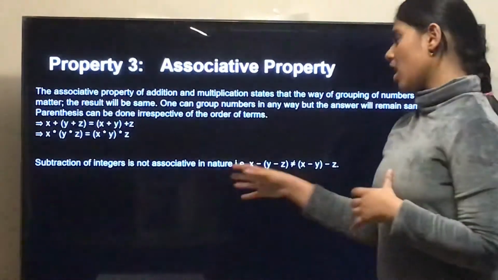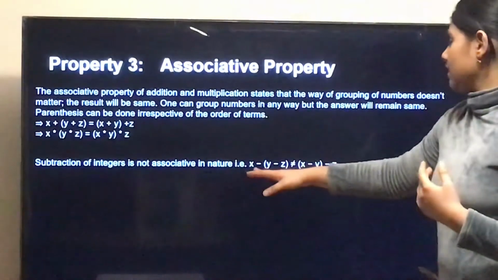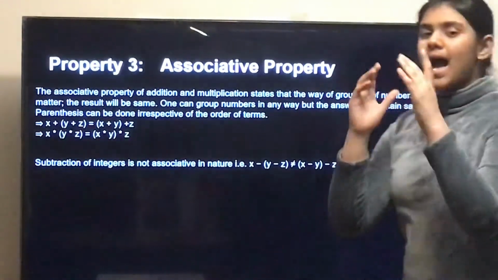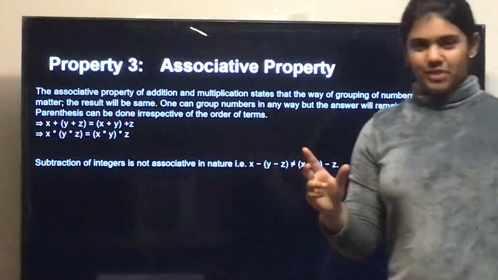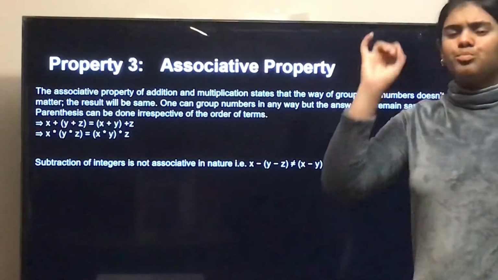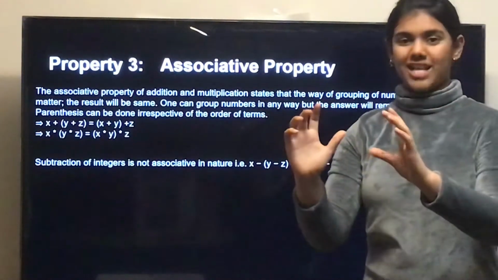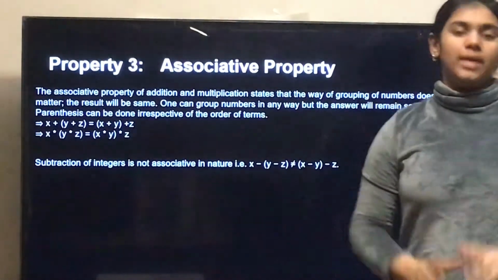Subtraction of integers is not associative in nature. For example, take any three numbers, put the last two in a bracket, and leave this one out. Now, try and do it with the same numbers, but put the first two in a bracket and leave the last one out. The answer will not be the same.